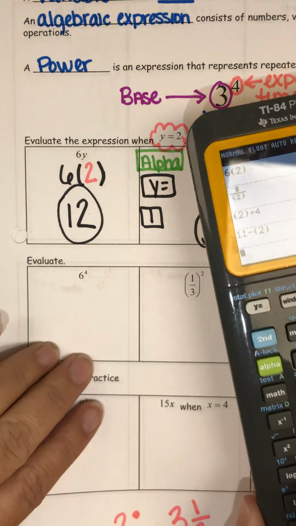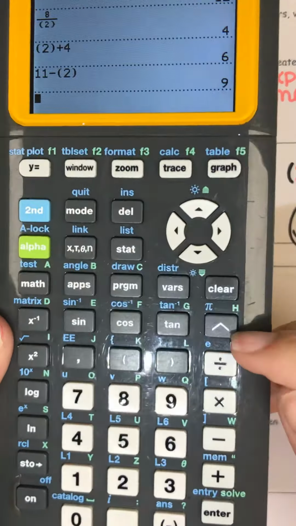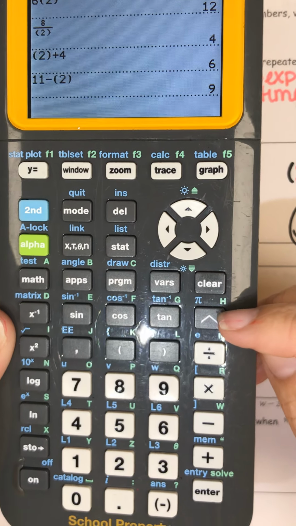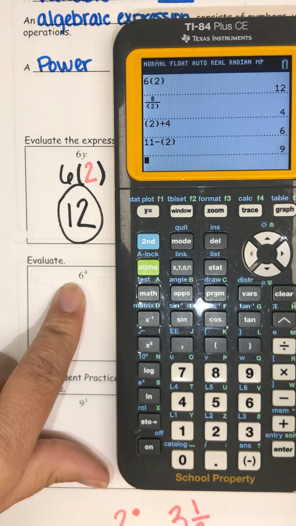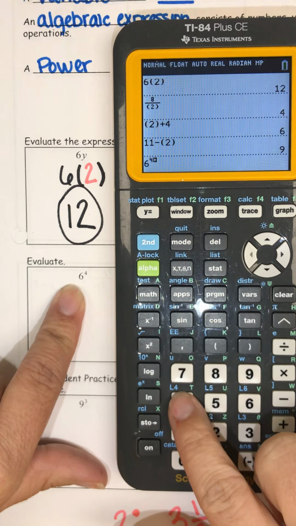The next section is evaluating powers. And so if you see on the calculator this button that looks kind of like an up arrow, it's actually called the caret key. And that's my exponent button. So in this question right here, it's 6 to the 4th. So I'm going to do 6, then the caret key, and then 4.